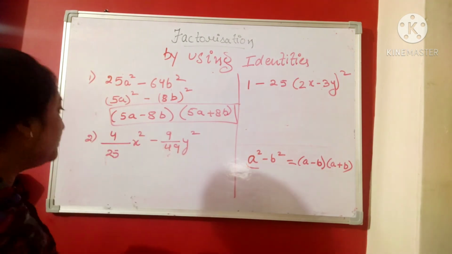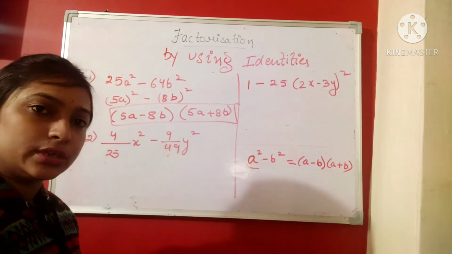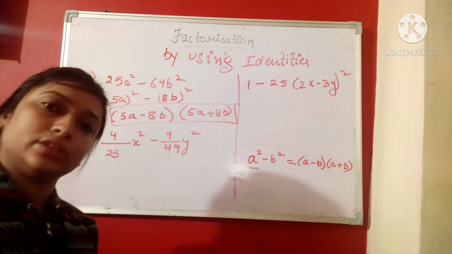Let's see another one. It also has two terms. That means we will go for the third identity.